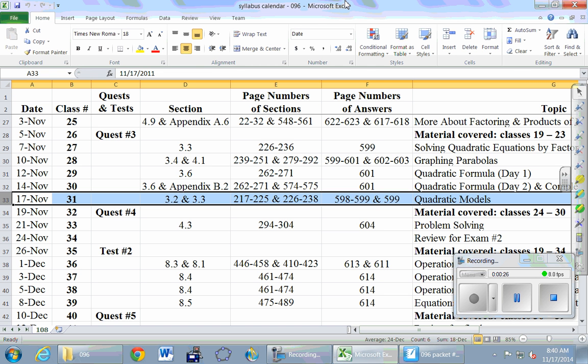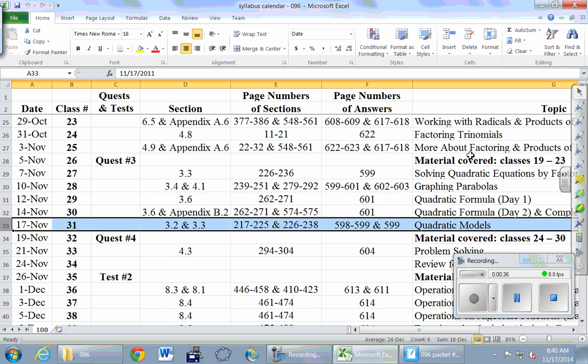I just want to point out that the quest is on classes 24 to 30, which does not count today. So the stuff from today, there aren't word problems on this coming test. Just 24 to 30, which starts with factoring trinomials and goes up through the quadratic formula that we did on Friday. Any questions on this schedule?